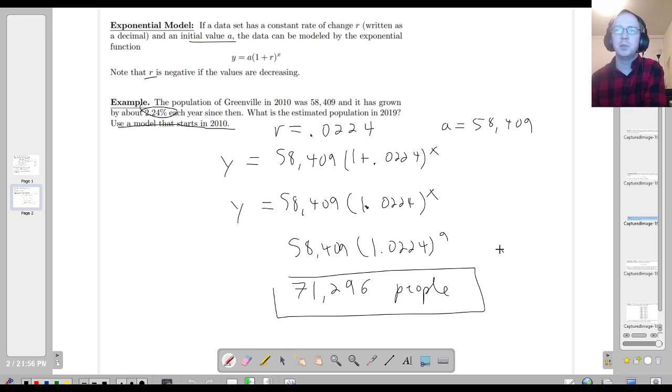If someone showed me this model, I could look and say, oh, that's 1 plus 0.0224. So my constant percent change is 0.0224, or as a percent, 2.24%. So we can either use the percent change to come up with the model, or if we're given the model, we can use the model to figure out what the percent change is. And that can help us describe a lot of different scenarios.